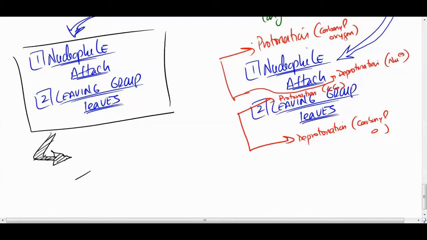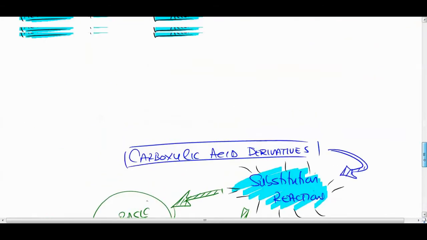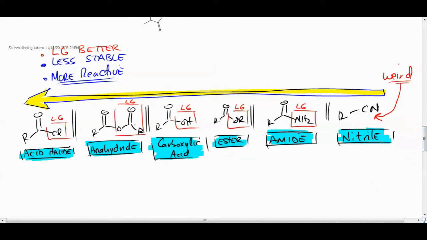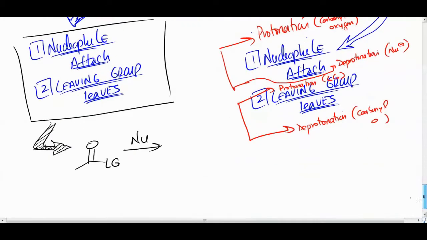Alright, let's say that we have a generic carboxylic acid derivative. Let's just say this is a leaving group, and this is the nucleophile. The leaving group could be any of these guys here, and the nucleophile is just a random nucleophile.